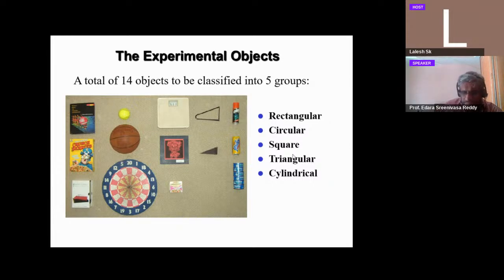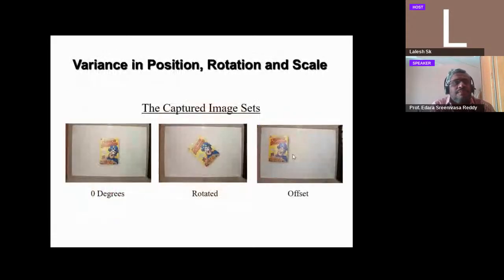Now we will give these objects at different angles, even though they have been rotated into different angles. They must be classified into 5 groups. So see here, rotation also. It is 0 degrees rotation. It is rotated with an angle. This offset means 0 degrees rotation only, but it is displaced from its current position. So this is the variance in position. And rotation, of course. Scaling means magnitude. It is not shown here. So the algorithm developed must be invariant to all these: invariant to position, invariant to rotation, invariant to scaling.